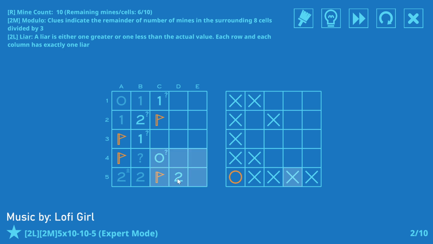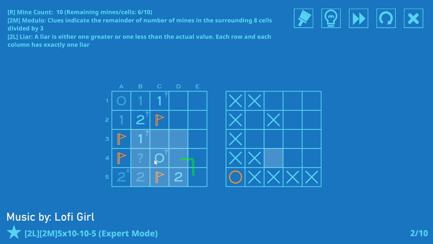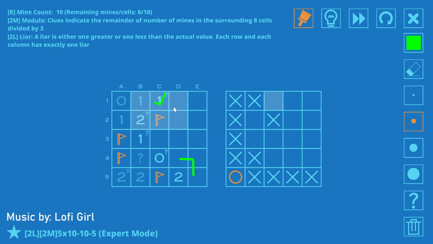And this 2 is telling the truth, but it can't be 5 or higher because there are not enough cells, so this must be a regular 2. So one of these are mines. This 0, we don't know if it's telling the truth or not. This 1 could also be lying. But suppose it tells the truth, then because it can't be a 4, there's no space around it, these can't be mines.